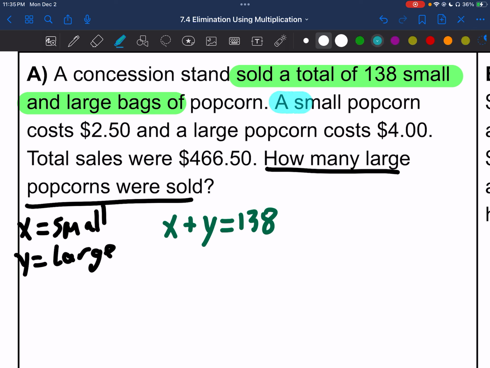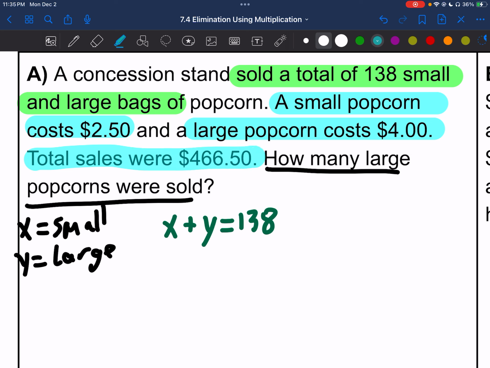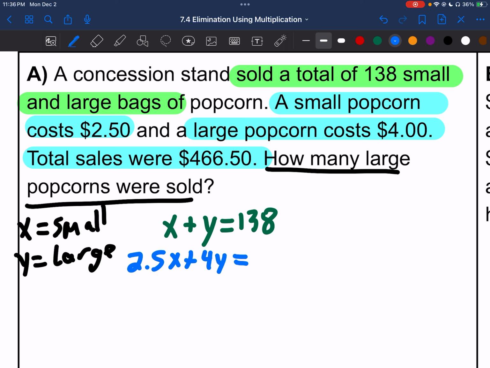Now our second part. Small popcorn costs $2.50. Large popcorn costs $4. Total sales were $466.50. So my second equation is going to stitch together the information about the costs. So a small bag of popcorn, we have 2.5x, $2.50 times the number of small popcorns, plus 4y, $4 times the number of large popcorns, is equal to 466.50.